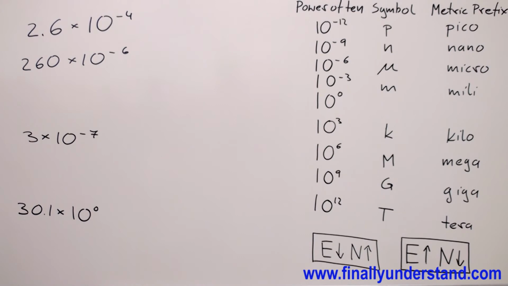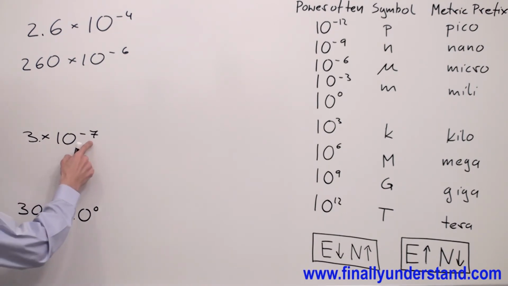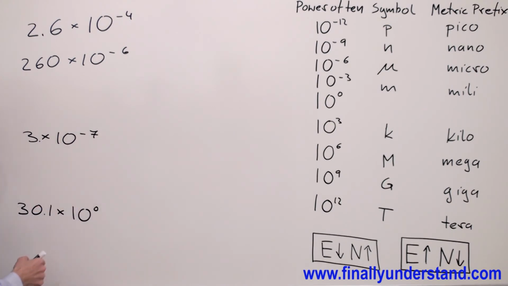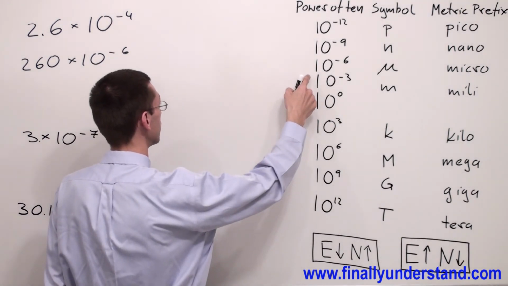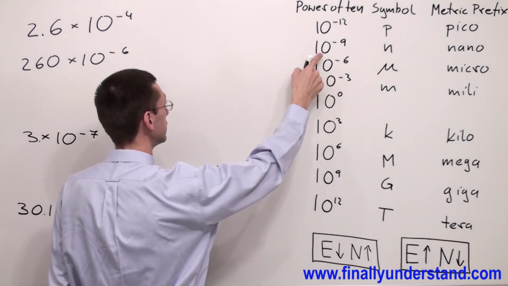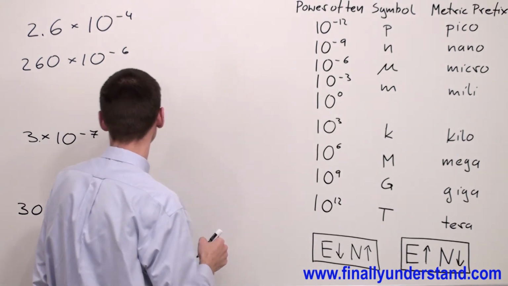Let's take a look at the second example. Remember, there is always an invisible decimal point at the end of the number. Next, we have to look at the exponent of my power of 10. It's -7. -7 is not a multiple of 3. Look at this column. -7 is between -6 and -9.